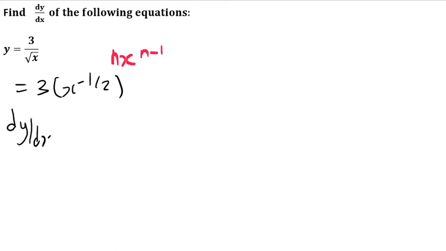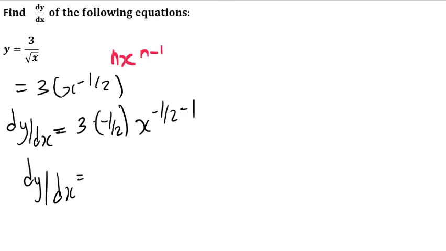This is the exponential rule. dy over dx, we're going to say 3 into your n, which is minus half, then x to the power of minus 1 over 2 minus 1. Therefore your dy over dx will be minus 3 over 2, and then here you're going to say minus half minus 1. Then you're going to get minus 3 over 2 here. There's your exponent. Okay, so from there you're done.